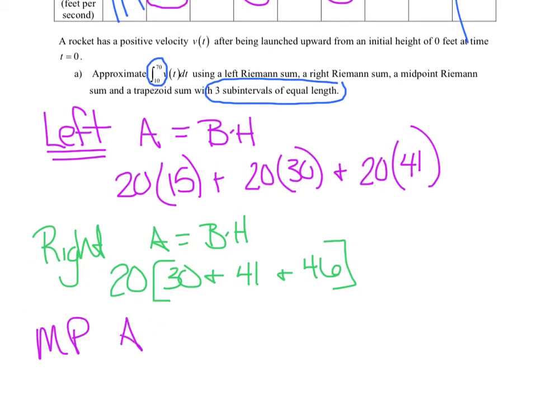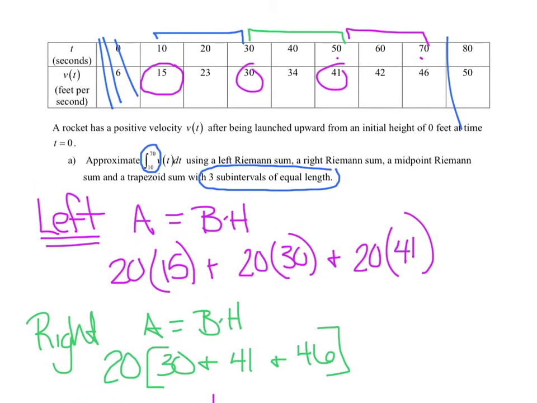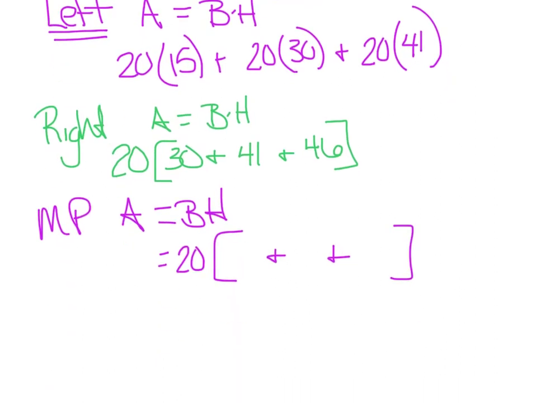Same idea, my area is still base times height. Remember, we're just picking the heights in the middle. So I already know that my bases are all 20, so I'm basically going to pull them out, and I just need to go and get my 3 heights. As I look at my table, I'm going to look at my bracket there, I'm picking the height in the middle. So in between this bracket here, the middle heights are 23, 34, and 42. 23, 34, and 42. And again, I would obviously add, multiply by 20.